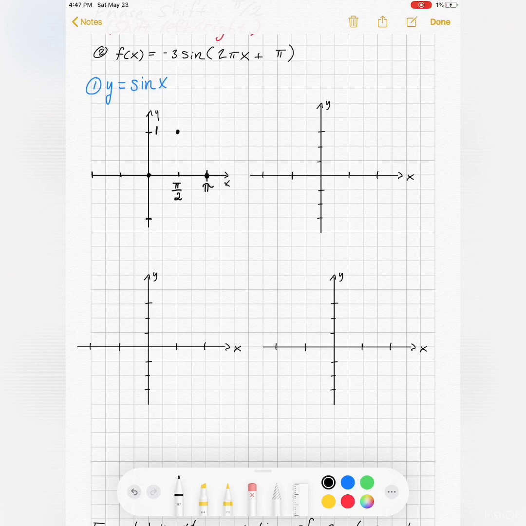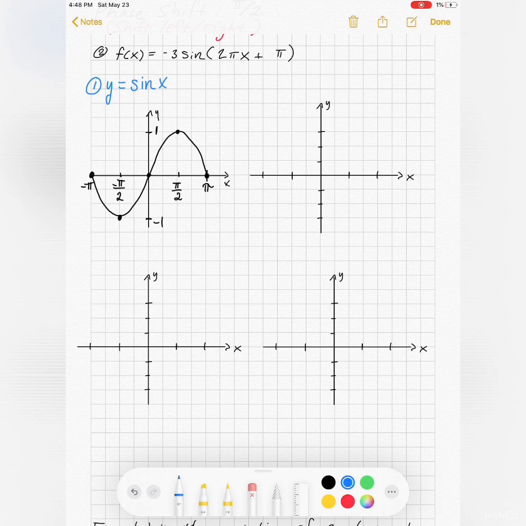Sine of pi is 0. Sine of negative pi halves is negative 1. Sine of negative pi is 0. It's going to look something like that. There's my base graph. I have a full period.